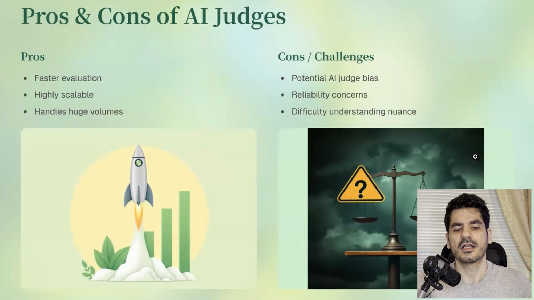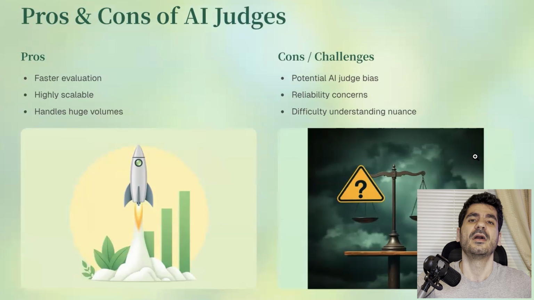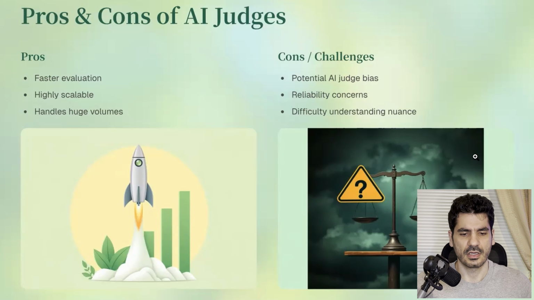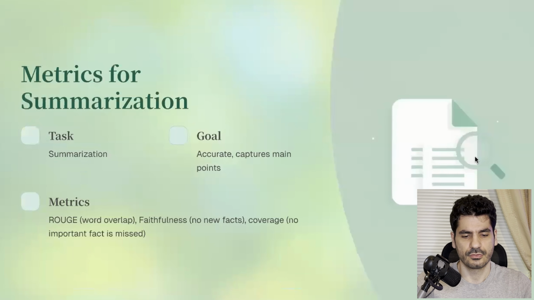But the cons are that it has potential for AI judge biases because of the training data that it has, and it has reliability concerns, as we mentioned, because of the inconsistency in the output, and it is difficult to understand the different nuances. Also, it comes with some cost, obviously. So you really need to make sure and compare these two methods, the pros and cons, to see whether LLM as a judge is the right solution for you or not.